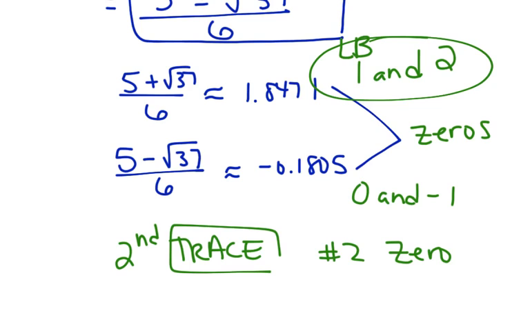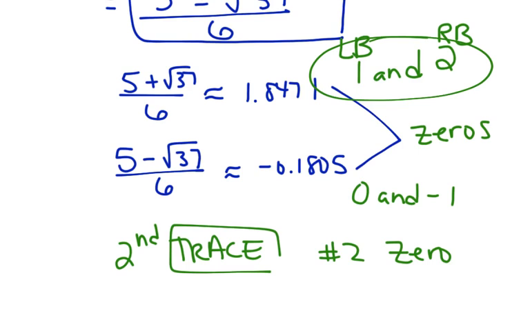Now it should say right bound? Well, 2 is to the right of my zero. So I would type in 2 and hit enter. Then it says guess? Just hit enter a third time, and the x value at the bottom should say 1.8471, and there may be some other numbers.